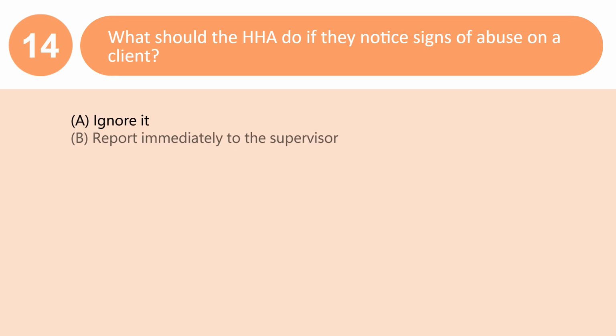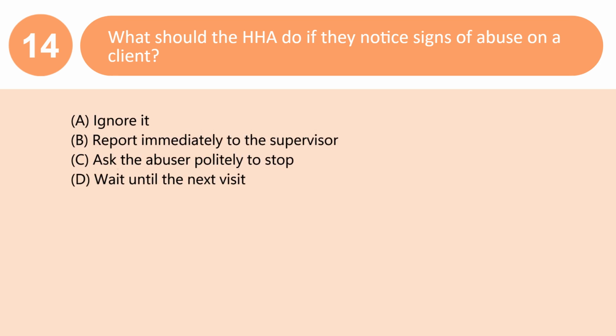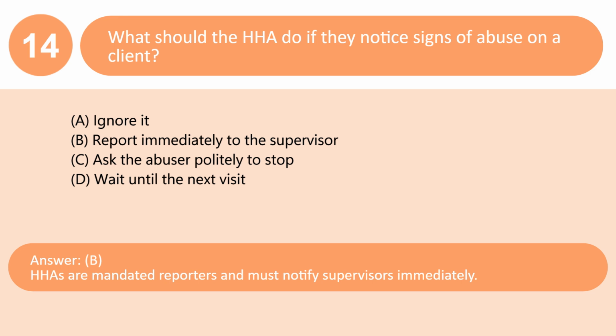What should the HHA do if they notice signs of abuse on a client? A. Ignore it. B. Report immediately to the supervisor. C. Ask the abuser politely to stop. D. Wait until the next visit. Answer, B. HHAs are mandated reporters and must notify supervisors immediately.